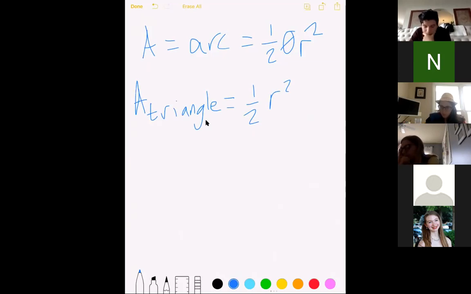We have to do all these circle problems in radians. Yes. Cool. Most, if not all.